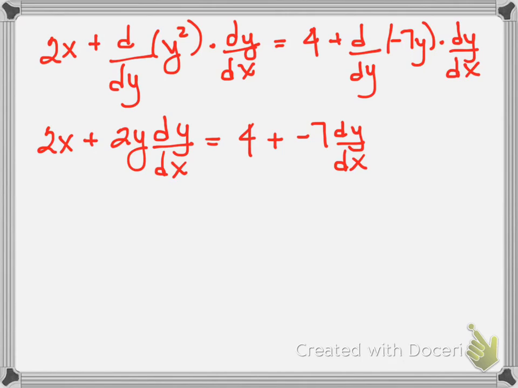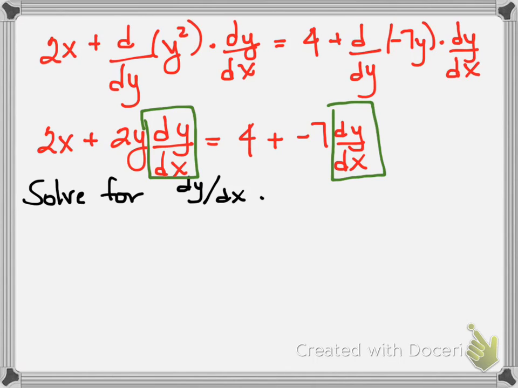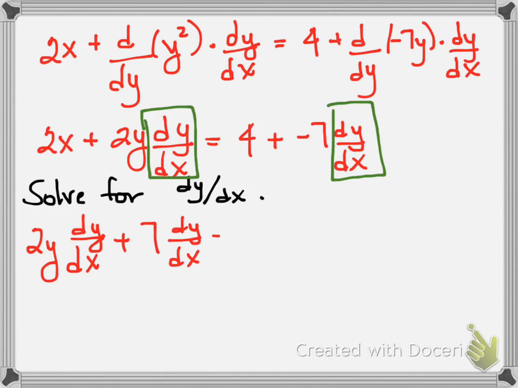So what we're supposed to be doing is find a formula for dy/dx. So we need to solve for dy/dx, and we see dy/dx appearing in two places. So think of dy/dx like a variable here. I've got an equation with lots of variables in it, and I need to solve for a very particular one. So I'm going to move all the dy/dx terms to one side and move all the other terms to the other. So we have 2y dy/dx plus 7 dy/dx equals 4 minus 2x.